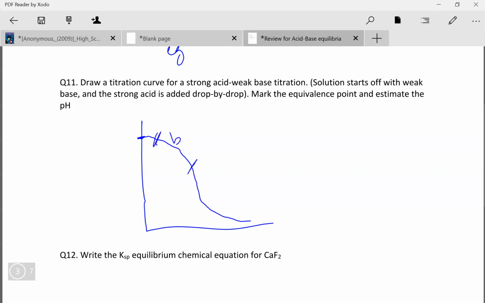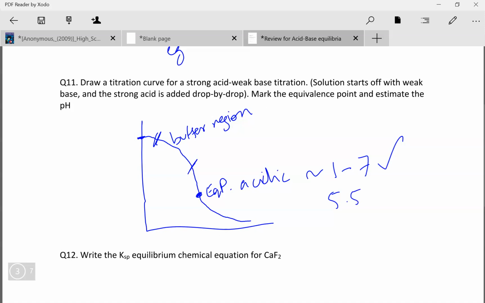Here would be the buffer region. And you know that the equivalence point will be acidic. So estimate the pH. Literally any pH between like 1 and 7 is correct. I would say like 5.5 or 5 would be appropriate. Closer to 1, that's kind of getting unrealistic. Closer to 7, that's also getting unrealistic. So somewhere ideally between 3 and 6 would be the range I was looking for. But technically, as long as you said it was an acidic equivalence point, I would give you the mark.